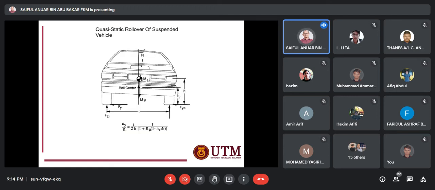Now this is the same thing, the same equation, but this one includes the roll from the deflection of the suspension. This equation is still the same compared to the previous equation for the rigid body. What we want is this one. To get higher lateral acceleration, you can only manipulate the roll angle, and also the height of your CG and the height of your roll center.